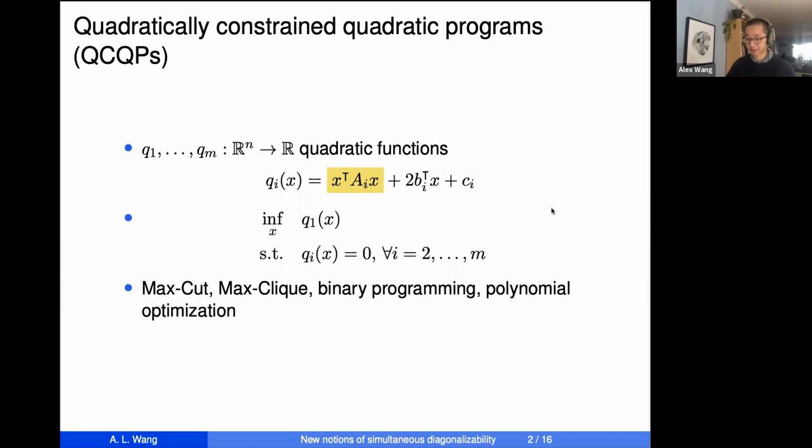Even from this short list of the things you can capture with QCQPs, we immediately see that QCQPs in general are going to be NP hard. So this is a difficult class of optimization problems.